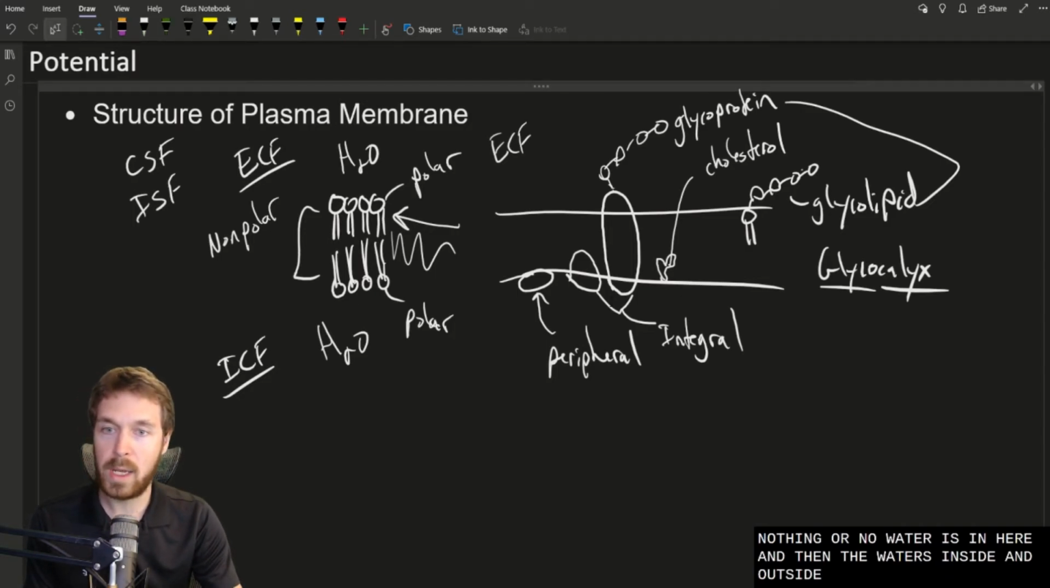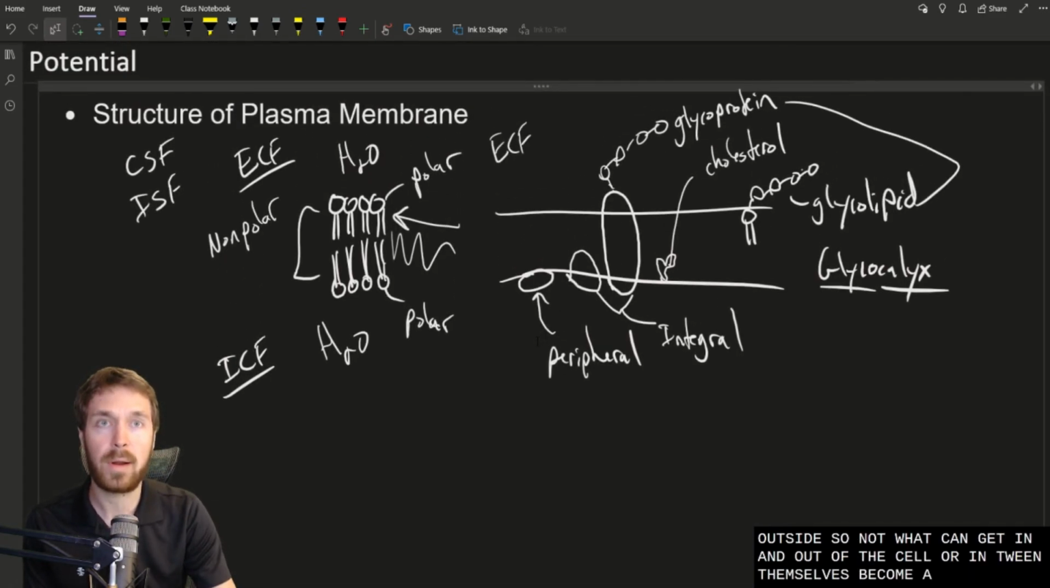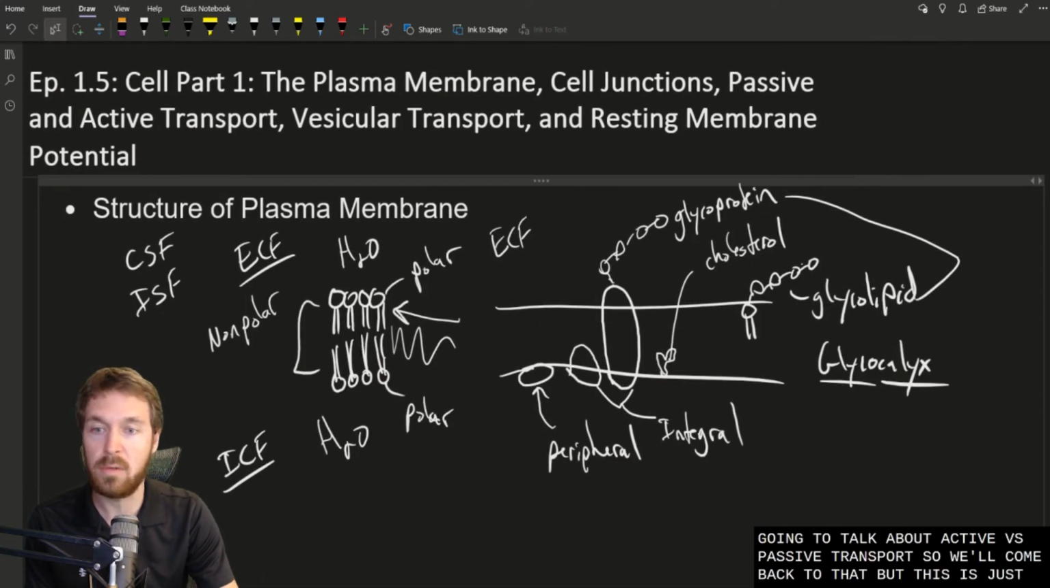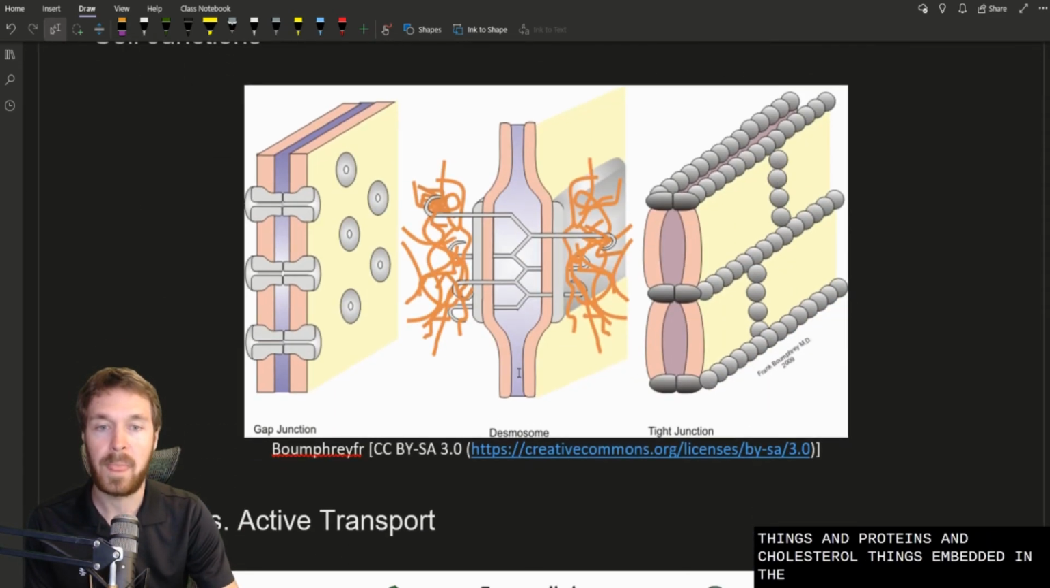So now, what can get in and out of the cell or in between them? So coming up, we're going to talk about active versus passive transport, so we'll come back to that. But this is just a general overview of the structure of the plasma membrane. We find these various things and proteins and cholesterol things embedded in them. So now, next thing we're going to talk about are these cell junctions here.